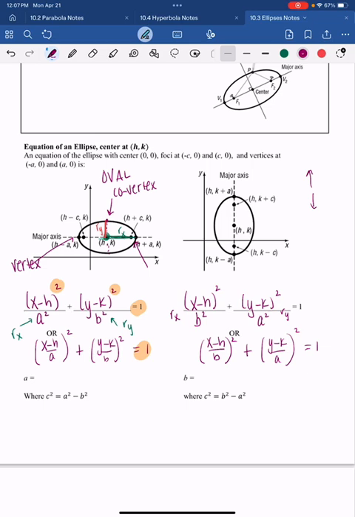Okay. a is always the radius of the longer axis, also known as the major axis. And b is always the radius of the shorter axis, and instead of saying that it's major, we're going to call it minor.